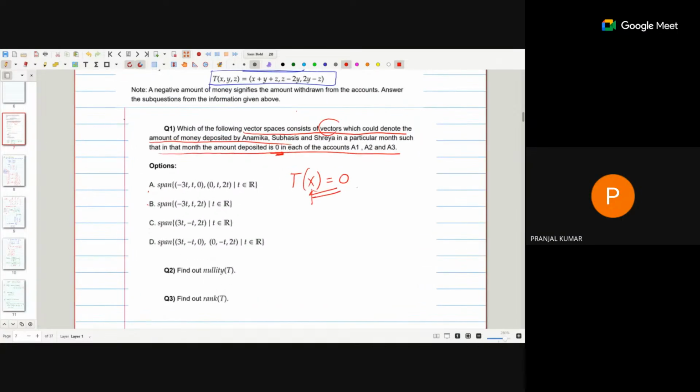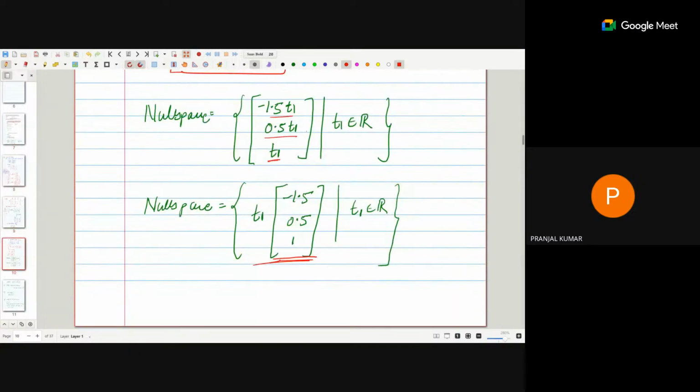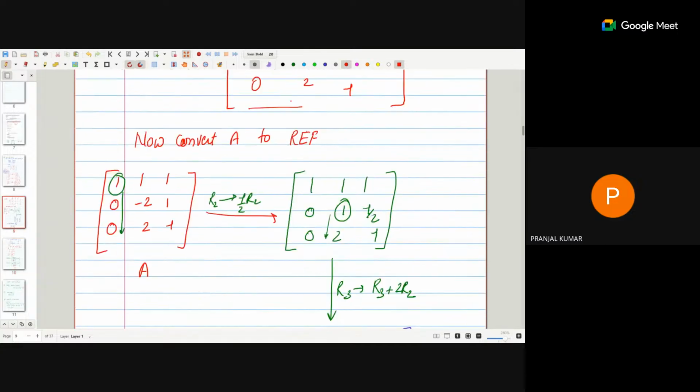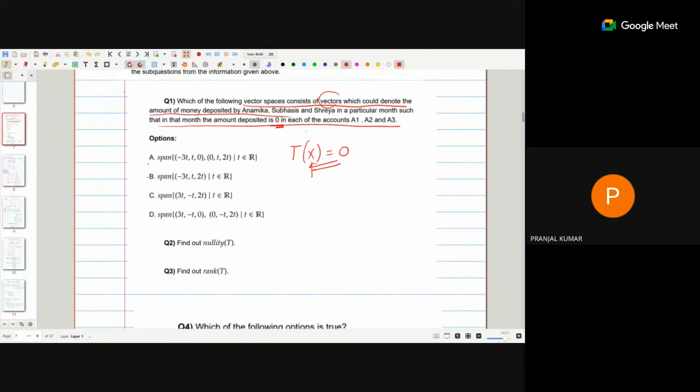None of the options match here, but you can see that you can scale this basis vector, because a basis vector is never unique for a null space. So if I scale it by 2, it would become minus 3, 1 and 2. Now just see the options. So it would be minus 3, 1, this one.